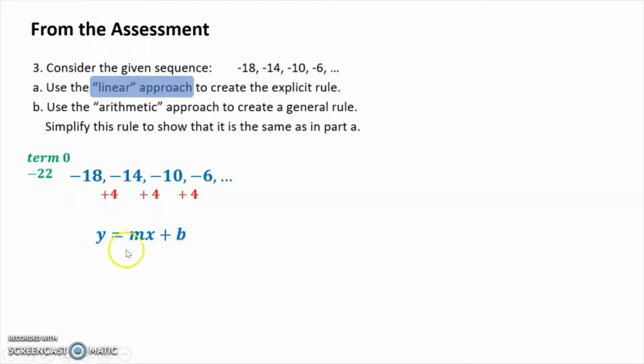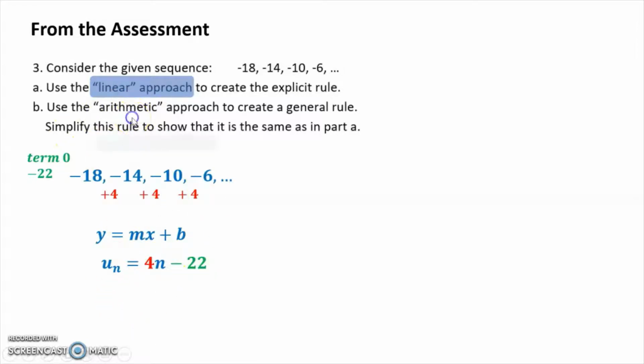So now, writing our linear rule, we're going to write it in sequence language. So instead of y, we'll use u sub n equals 4n, because that's our slope figure, the constant change, minus 22, which is the value of our term number 0, which would be like the y-intercept. Okay, that's the linear approach.